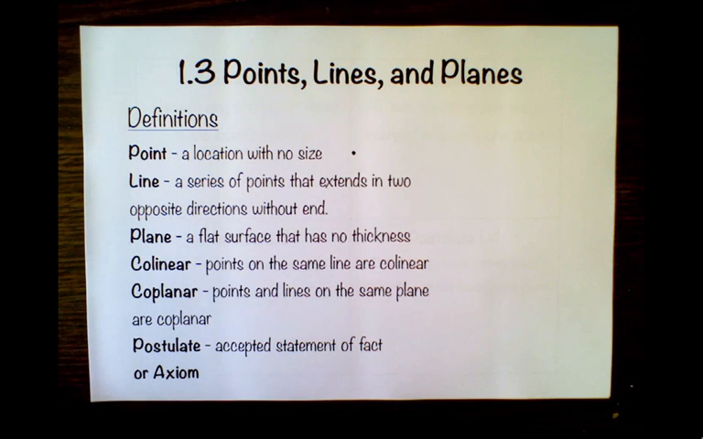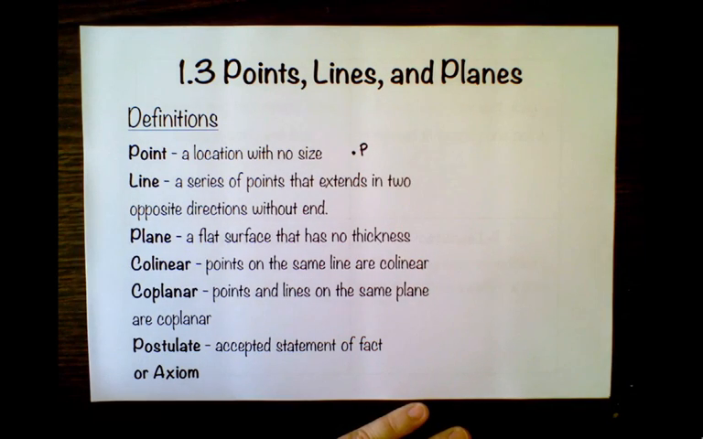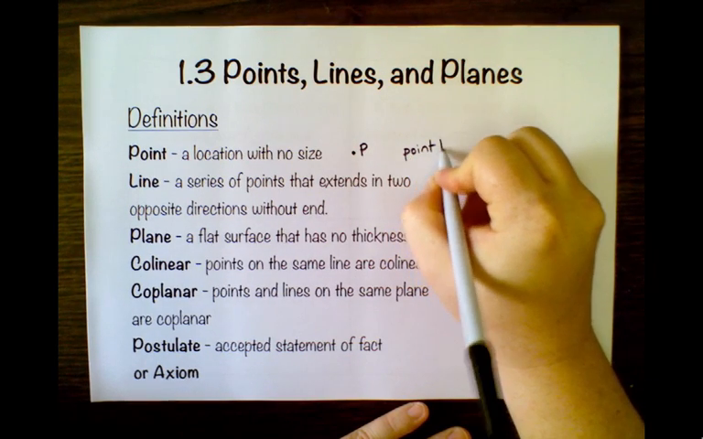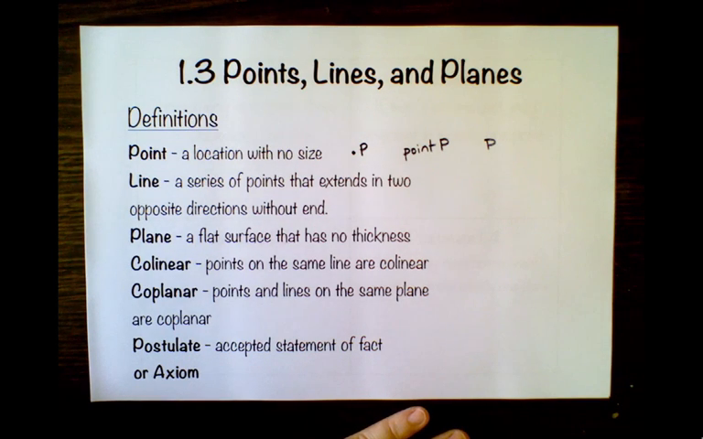And I know somebody's gonna say, but Ms. Claypool, I could get out a ruler and measure that dot. Totally true, but the dot is just a representation of something that has no size. But if it had no size, I couldn't draw it. So it's a representation. We are going to call that point P, and we would usually either say point P or just P, okay?